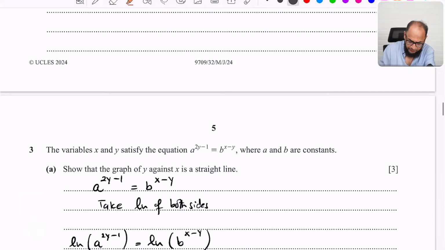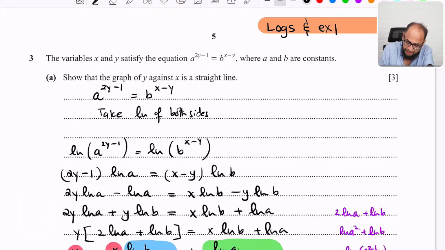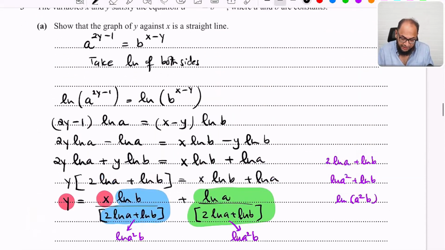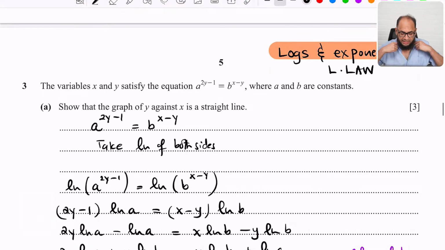Let's move on. Question number 3. Now, question number 3, this is about logs and exponential. So logs and exponential, and in particular, this is about something known as linear law. It's kind of like that. So now it's a different kind of a question. I like this question. It says the variables x and y satisfying the equation.